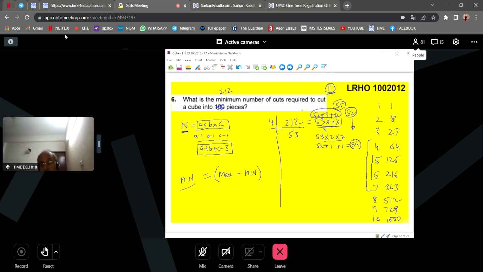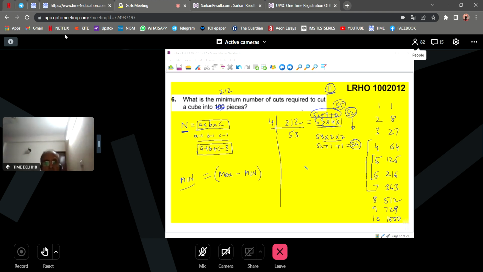हाँ बोलिए. Sir, when you wrote 53 into 4 into 1, वहाँ तक I understood what you did. After that, I did not understand. How did you derive, like, how did you understand that 52 लेना है?